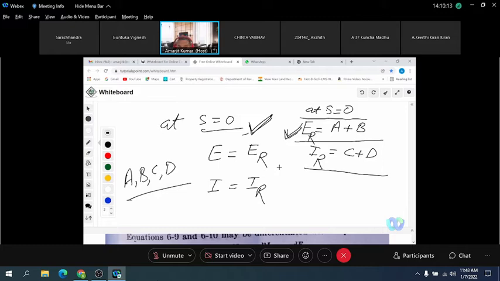At time infinity, what will happen? One of them will be 0? Why will it be 0? It is a sinusoidal function, what is the problem? Why will it be 0? So how to obtain the other 2 equations, the other 2 relations? Any other suggestion? Like we did here, at S is equal to 0.